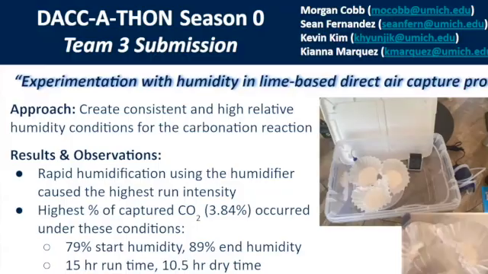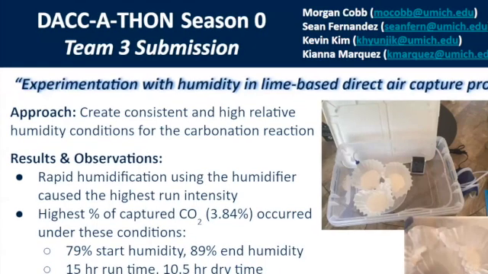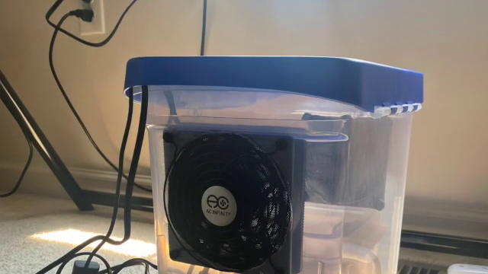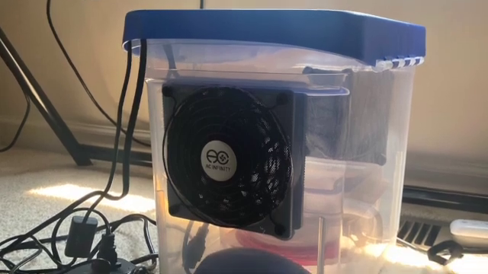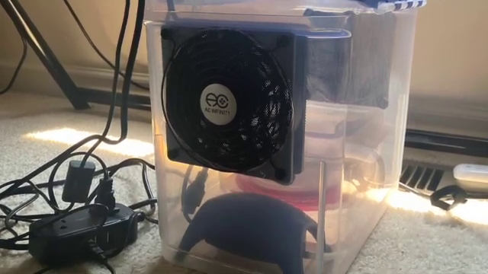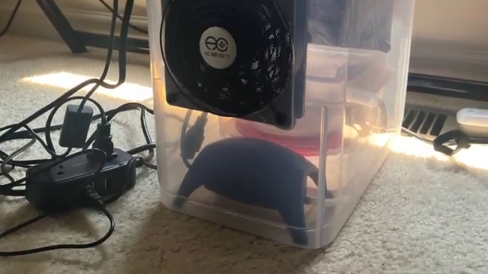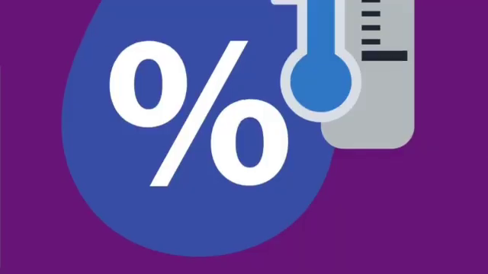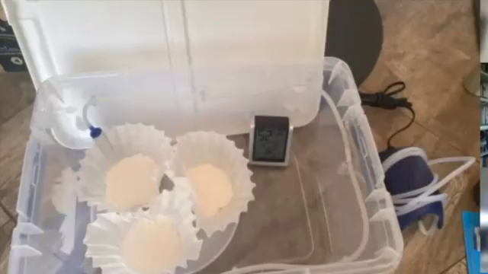So this is kind of like a summary slide of what my team did. Essentially, the focus of our design was more experimenting with the aspect of humidity in our lime-based direct air capture process. And we continued to maintain the same carbonation reaction that was happening in the original design. And what we changed was the container for which the reaction was occurring in, and then also modifying the humidity conditions within that container. We have a couple of pictures of our design.